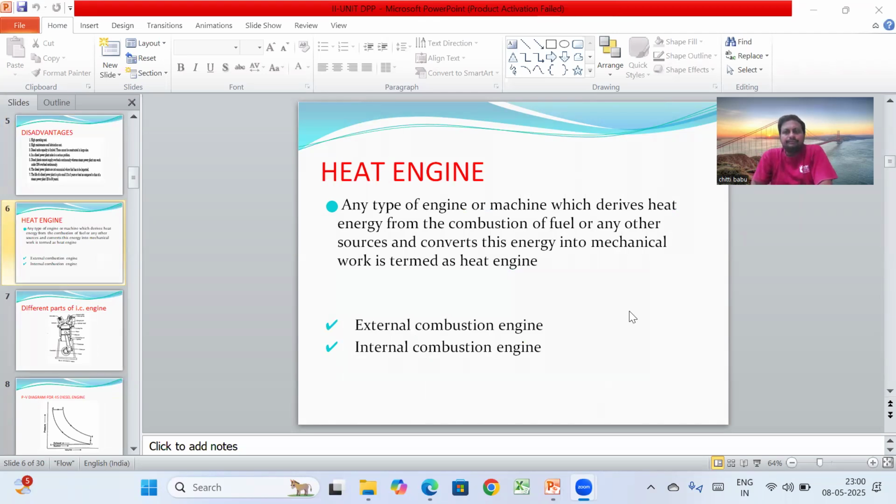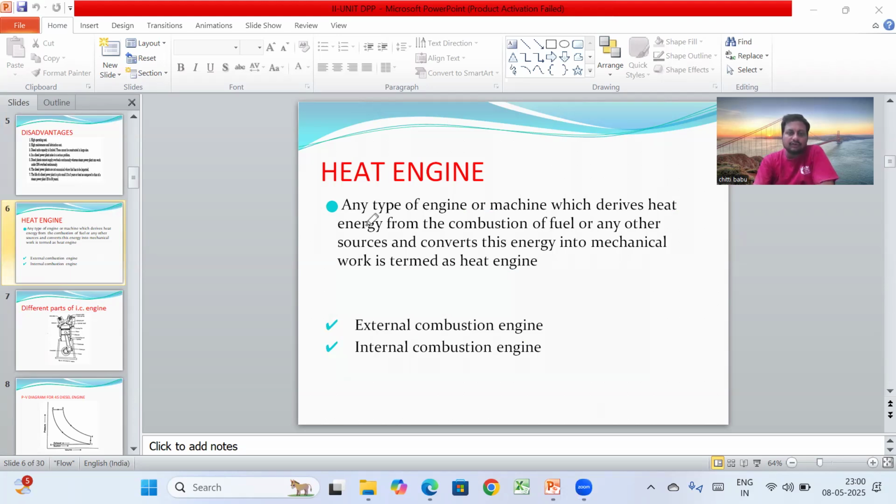Good morning, everyone. Today we are going to discuss the diesel power plant layout. In this layout, we are going to learn about diesel engines, the four-stroke diesel engine and the two-stroke diesel engine, right? Before going to the engines, we are going to learn about the engine.